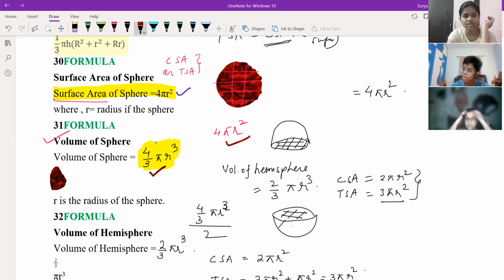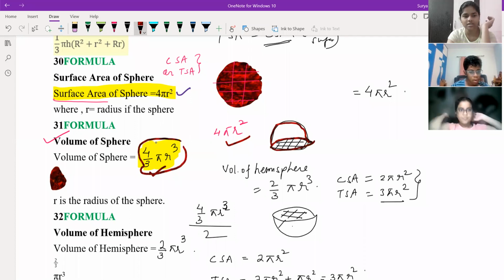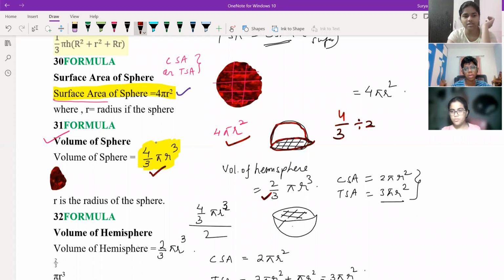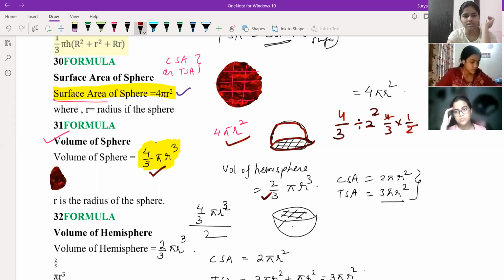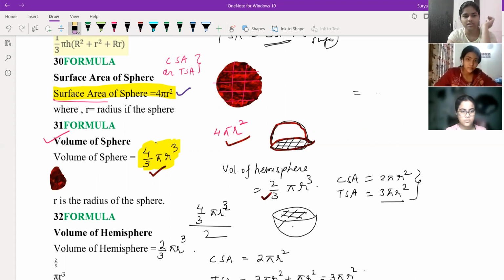Now see hemisphere. Hemisphere is just half of a sphere. So if the volume of the sphere is 4 by 3 pi r cube, what is half of 4 by 3? 4 by 3 divided by 2, 4 by 3 into 1 by 2. Two 2s are 4, so you'll get 2 by 3 pi r cube. Is it clear to everyone? Clear, sir.